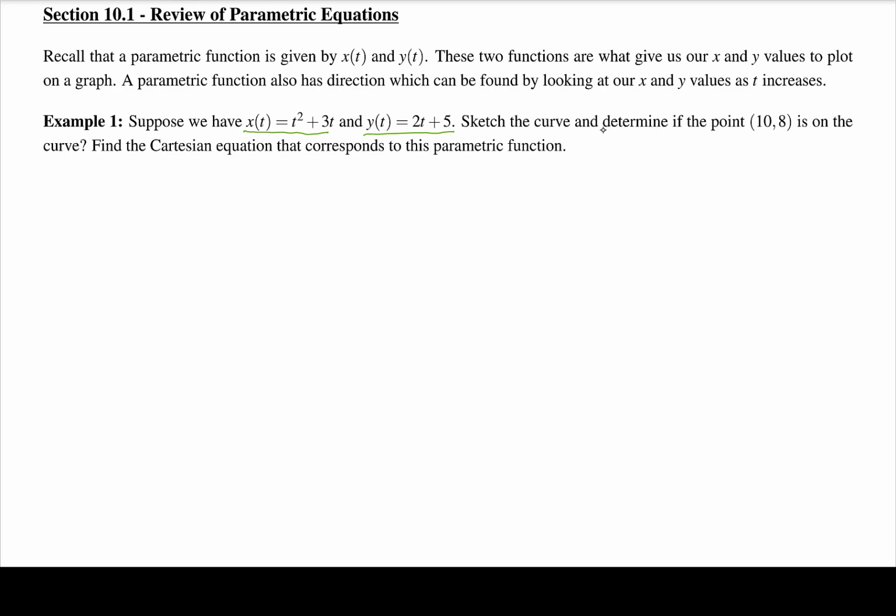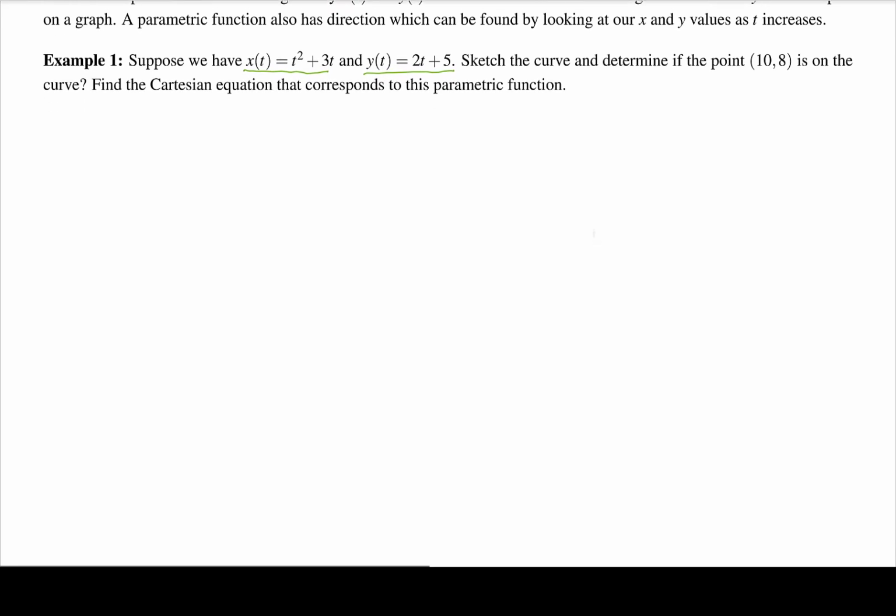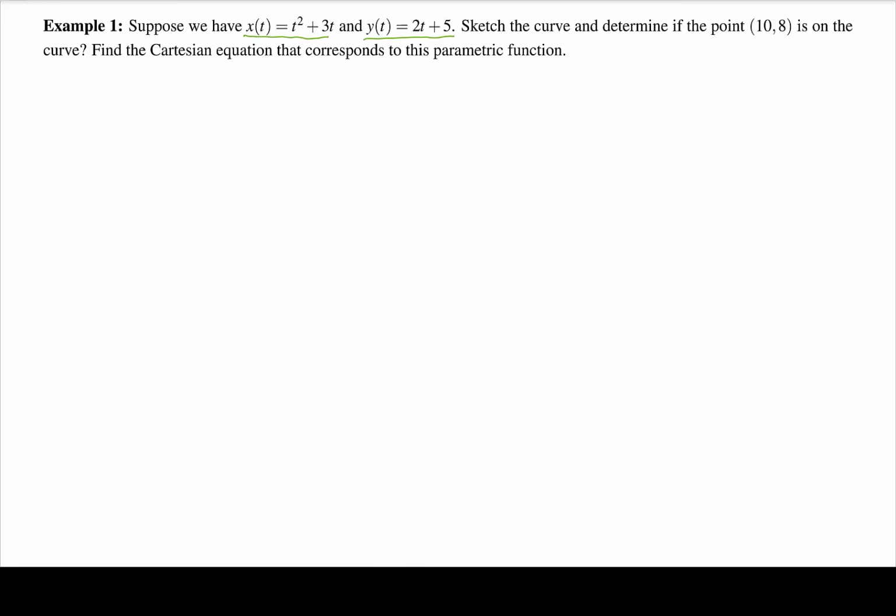The big thing that we need to remember, a difference between a Cartesian function, where we just have something like y equals x squared, and a parametric function, is that our parametric function is going to have a direction associated with it. So we need to use arrows to indicate this direction. So let's look at what this means. Let's look at example 1.